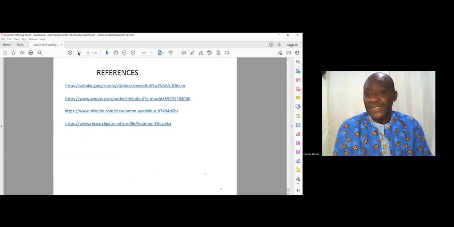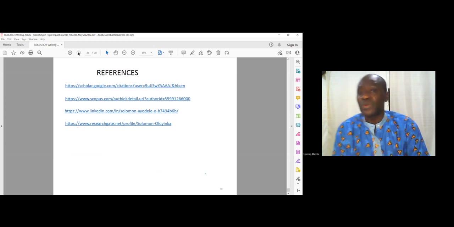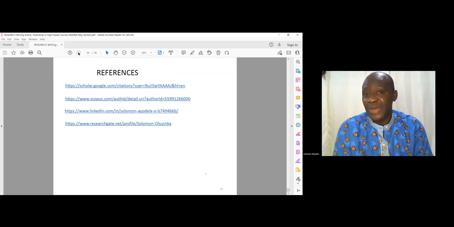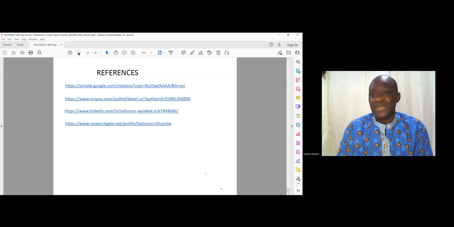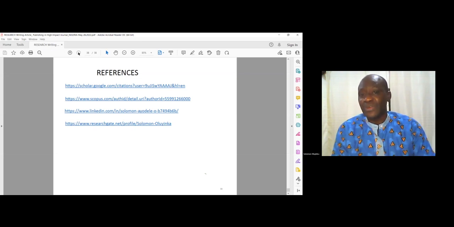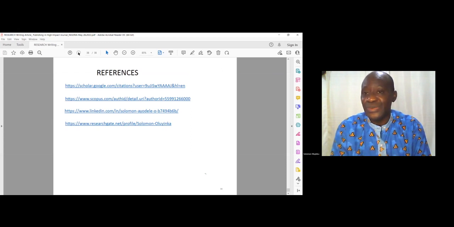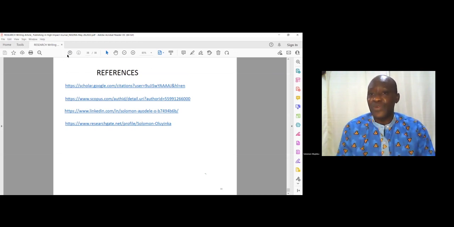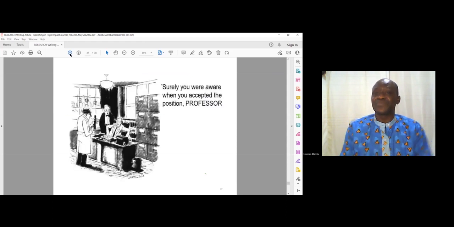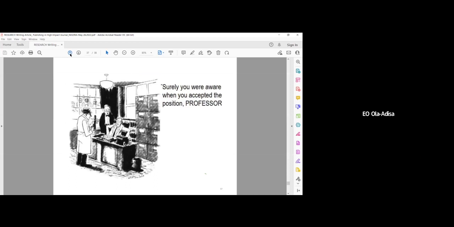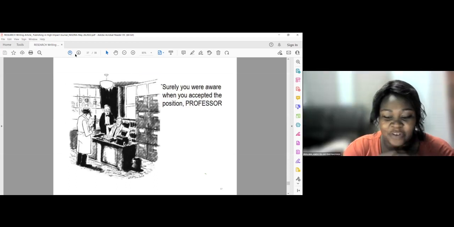Okay, for my reference, these are the places that I got it from Google, from Scopus, from LinkedIn. These are my references. So I will say from here, thank you so much for listening to the advice, because I will not say it's a teaching because we are familiar with this. And then time for question now. I think I am done. Thank you very much.